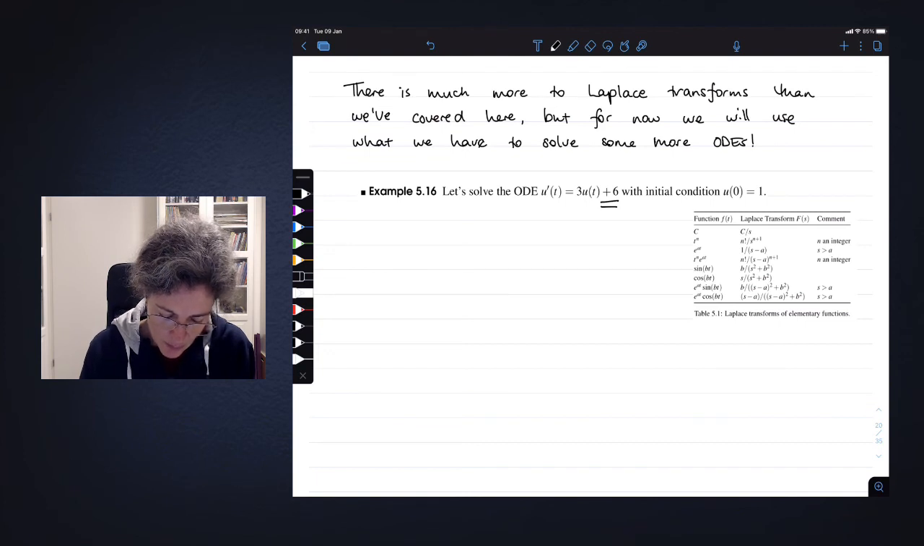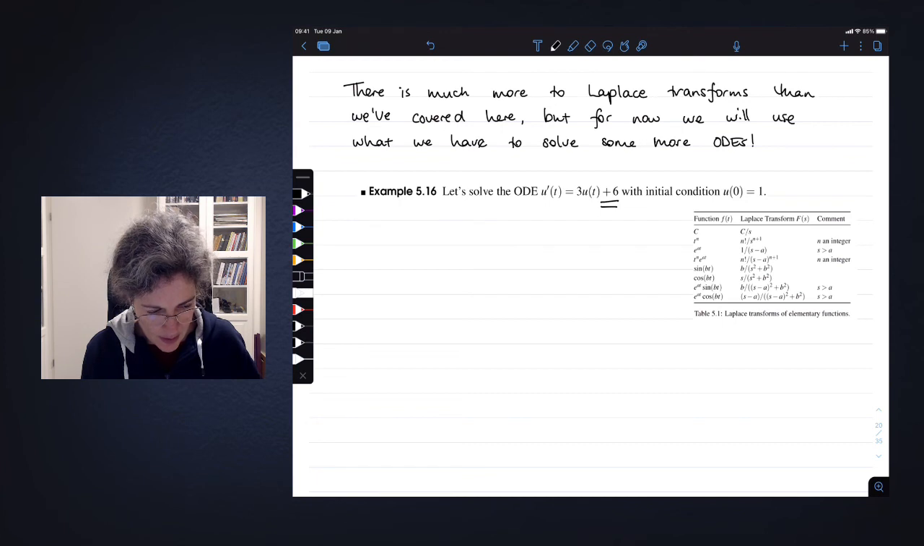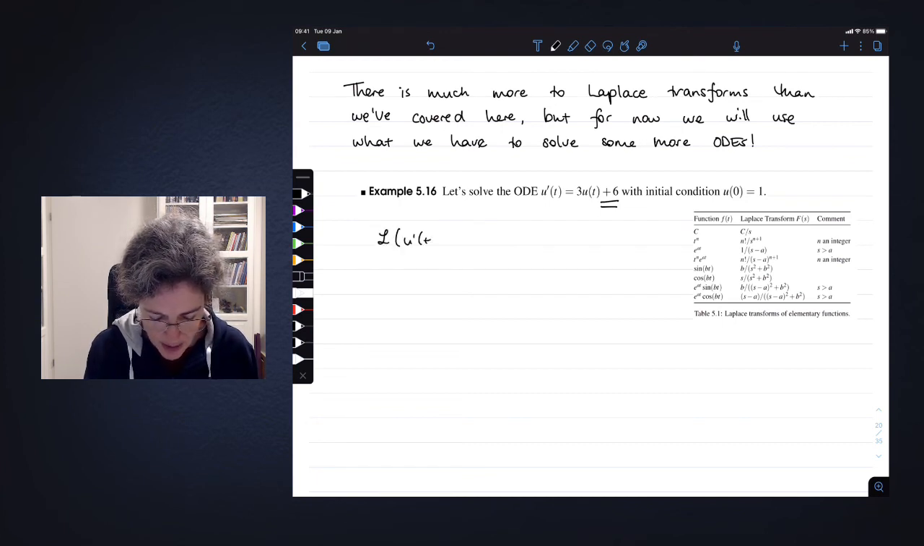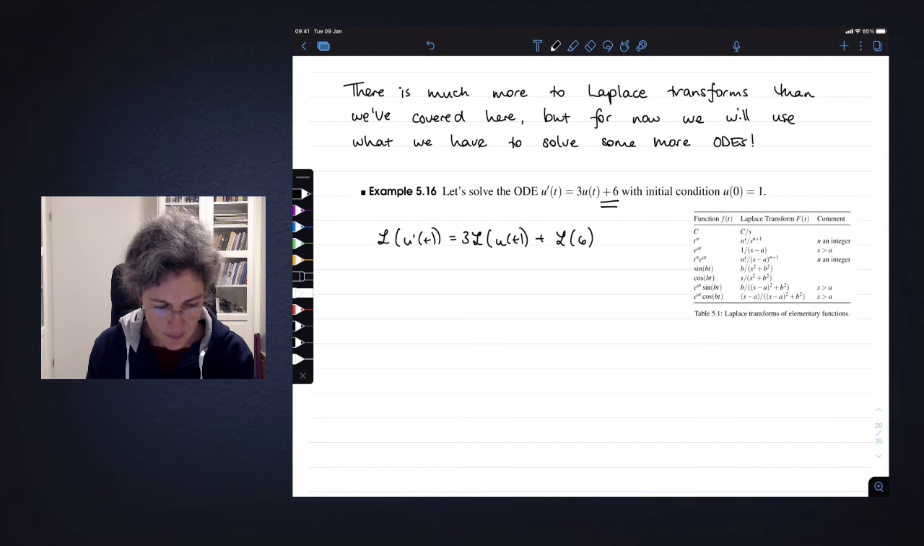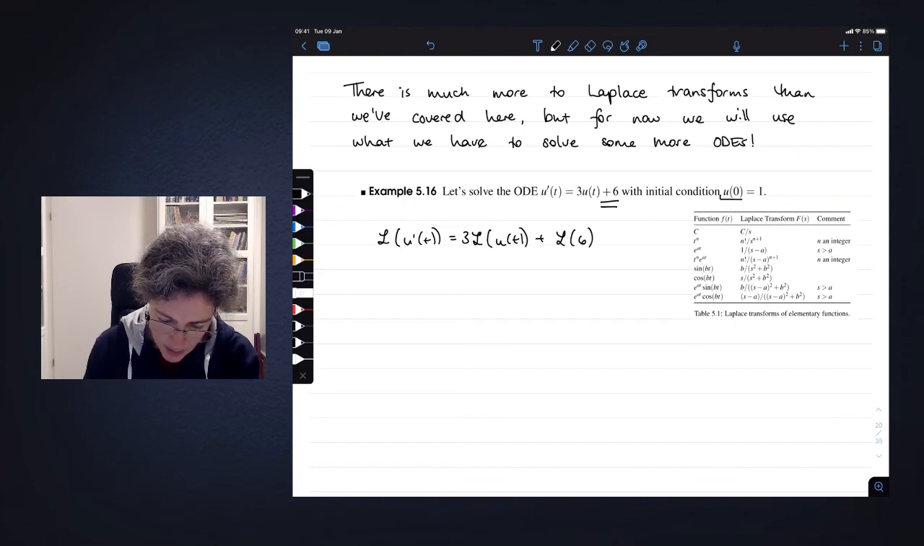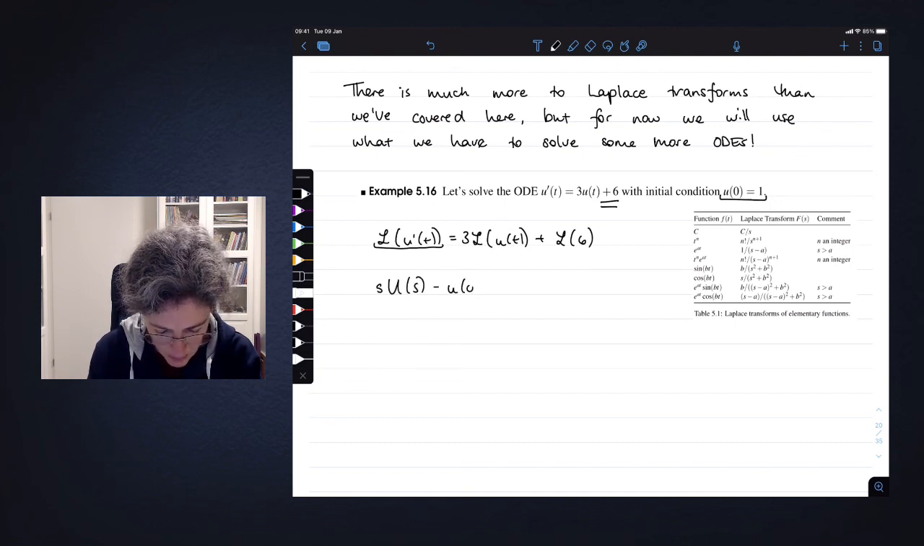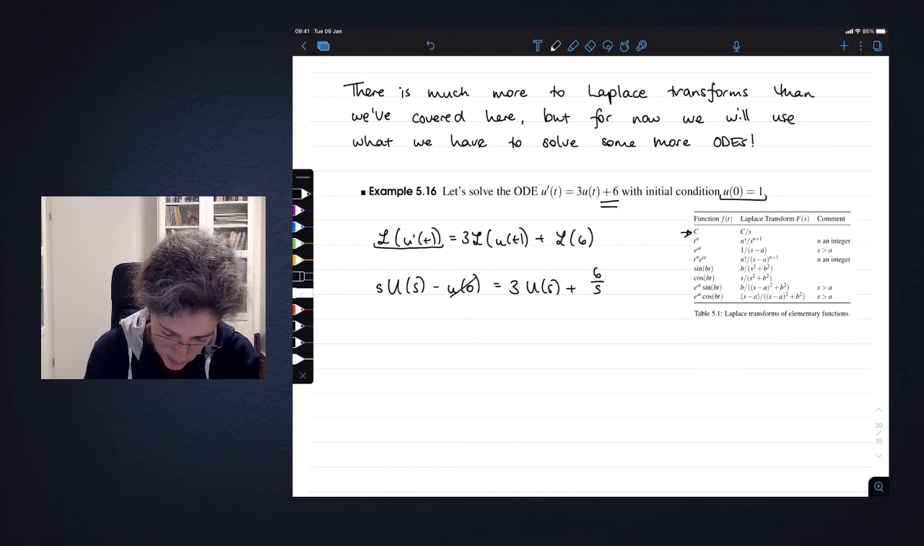Okay, so we take the Laplace transform of both sides. So we need to have the Laplace transform of u prime of t equal to 3 times the Laplace transform of u of t plus the Laplace transform of 6. And we've got an initial condition of u of 0 is equal to 0. So using our equation for this, we have s U(s) minus u of 0 is equal to 3 U(s) plus 6 over s. I just use the table here. So that should be an s. Let's tidy that up. And our u of 0 is equal to 1, so that goes to 1.